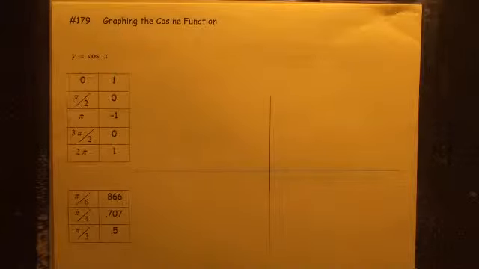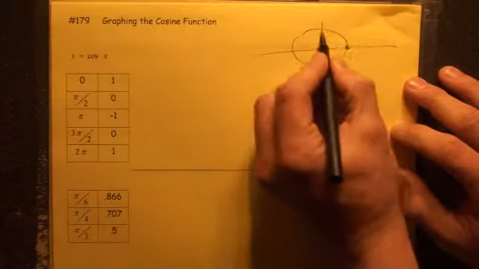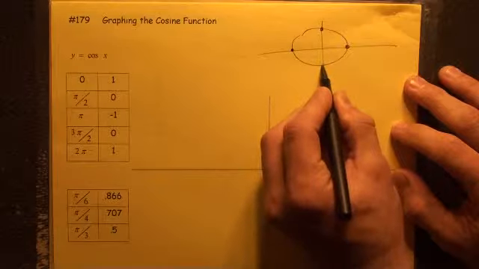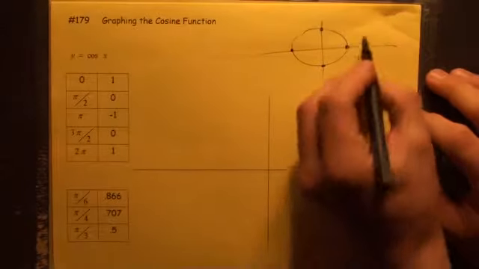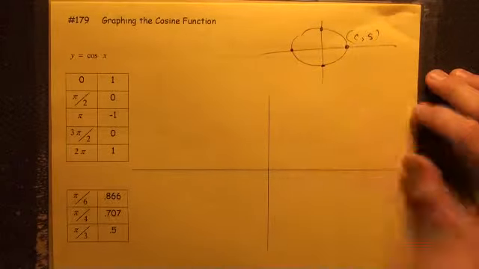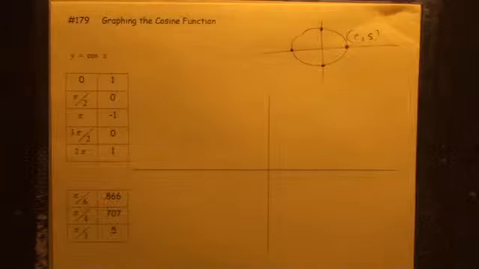Problem number 179. Graphing the cosine function y equals cosine x. In order to do this, we are definitely going to have to get ourselves familiar with the unit circle once again. 1, 0, 0, 1, negative 1, 0, 0, negative 1. And of course, cosine, comma, sine. Alphabetical order, it's that simple.